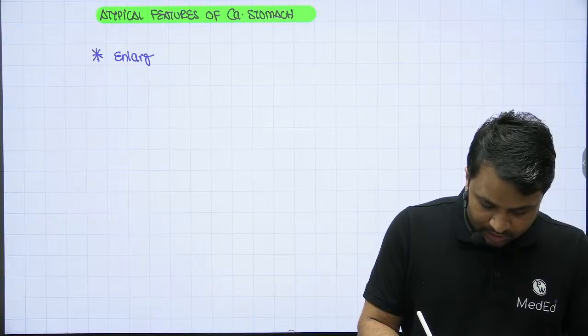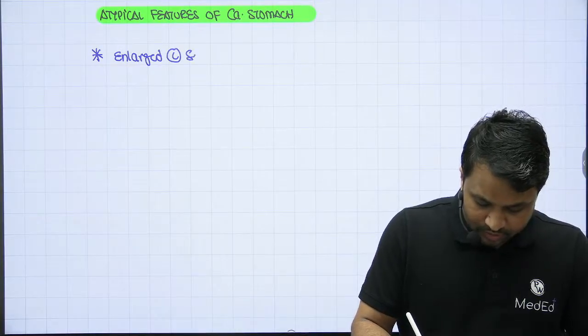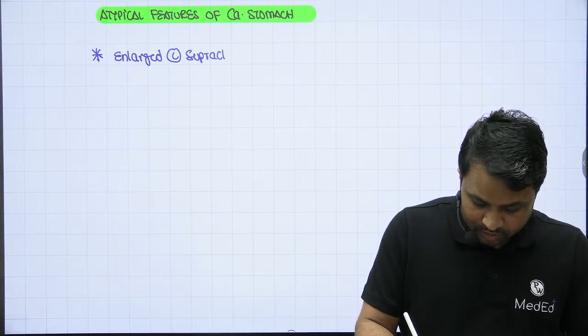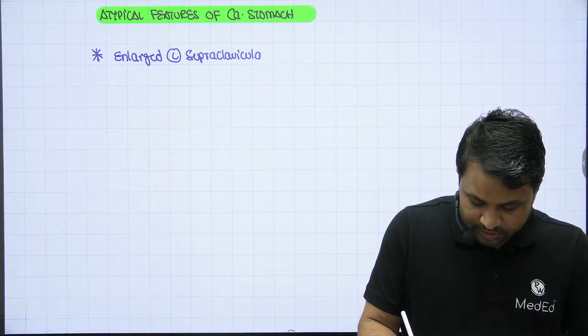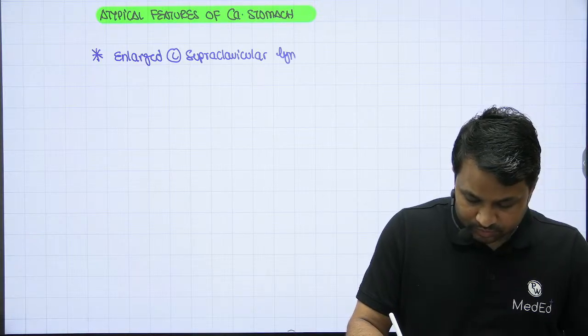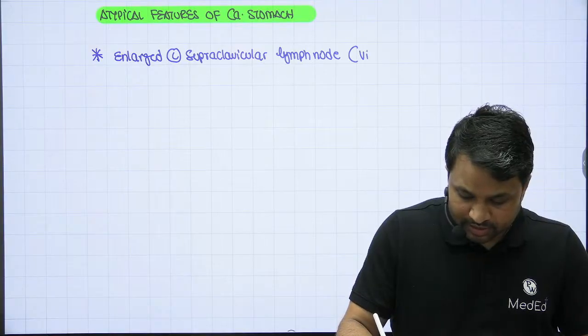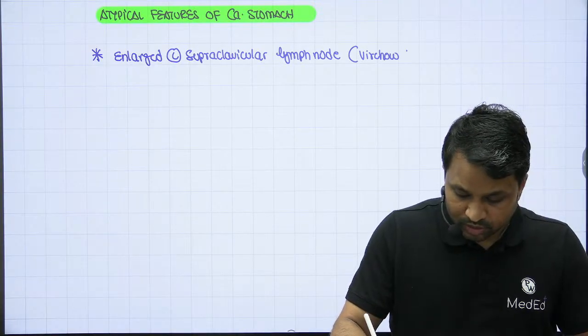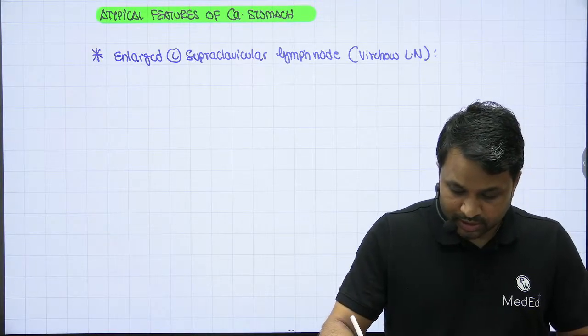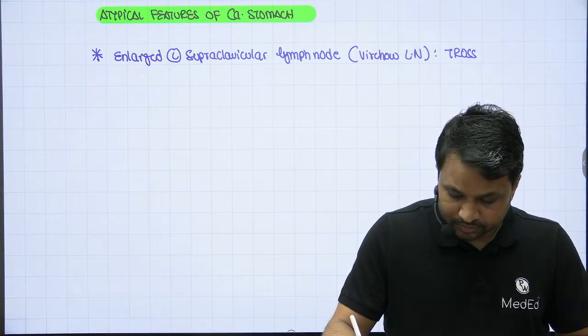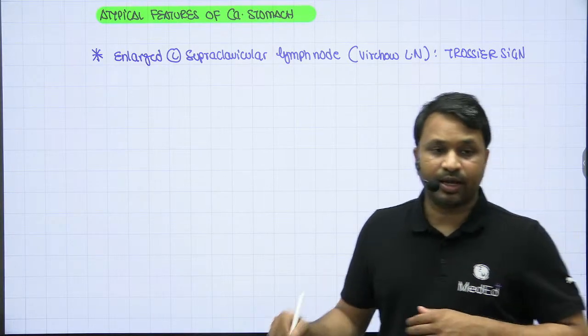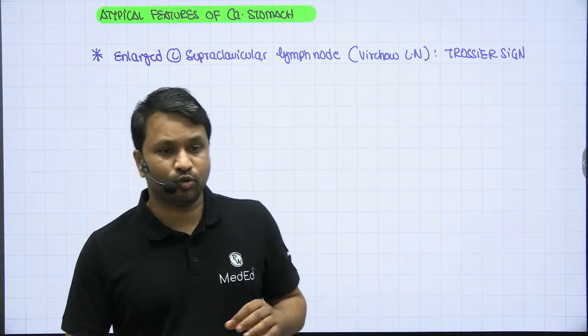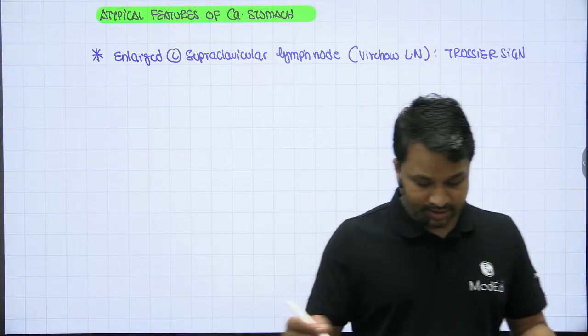There is an enlarged left supraclavicular lymph node. Now this enlarged lymph node is what we call the Virchow lymph node. And this sign is what we call the Troisier sign. That is, the enlarged left supraclavicular group of lymph nodes is what we call the Troisier sign, right?